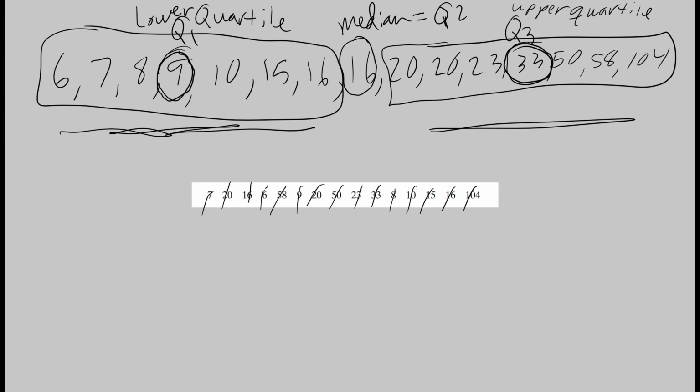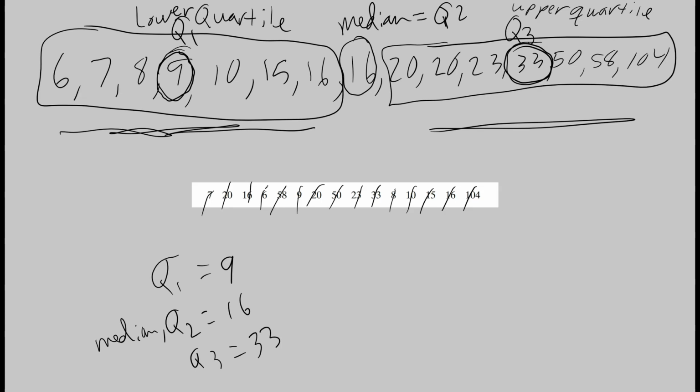Okay, so the median or the middle quartile is Q2. So we have three quartiles, Q1, Q2, and Q3. Q1 is 9. Q2 is 16. Q3 is 33. Now Q2 is also known as the median.